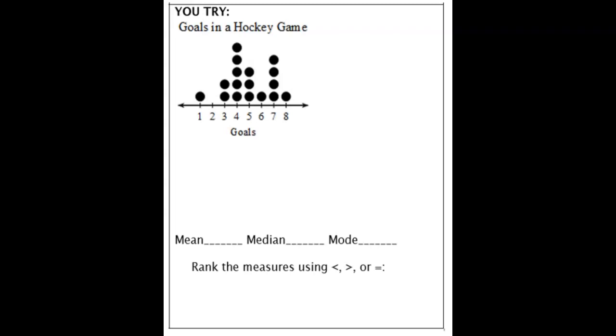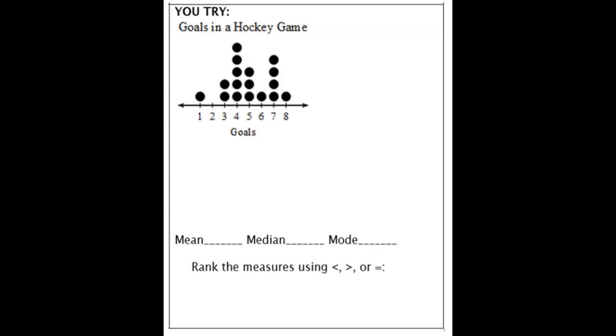We're going to find the mean, median, and mode of the data that is representing the goals scored in a hockey game. So the first thing we're going to do is the mean, and again, I'm not going to make a list of all the numbers. I'm going to do this the way that would be easiest for a dot plot.